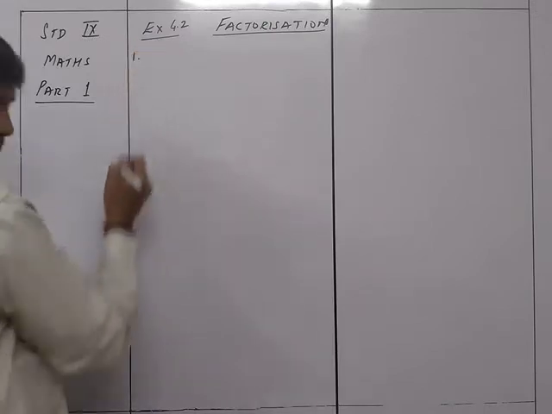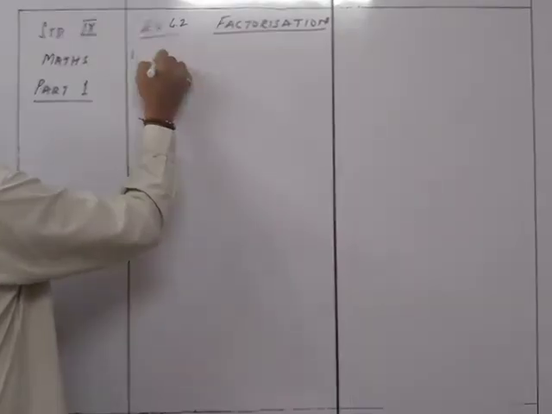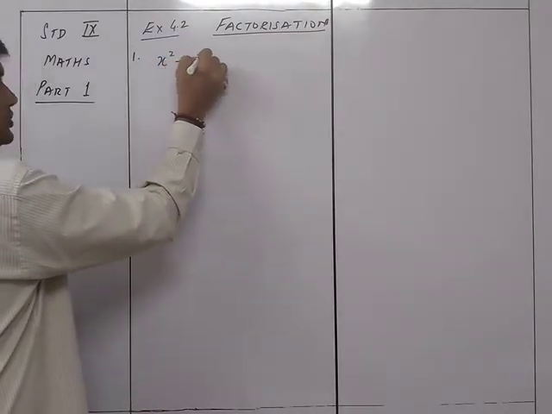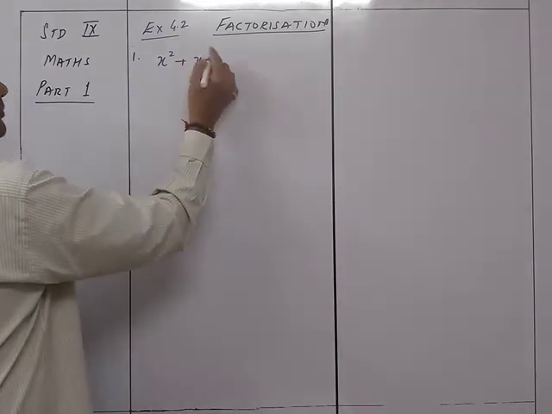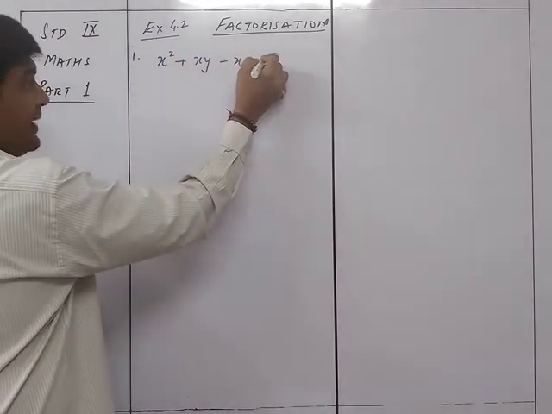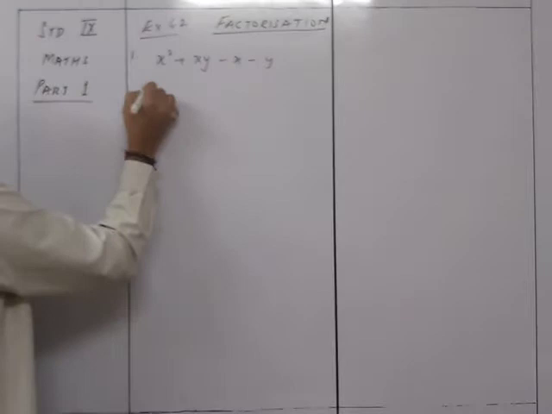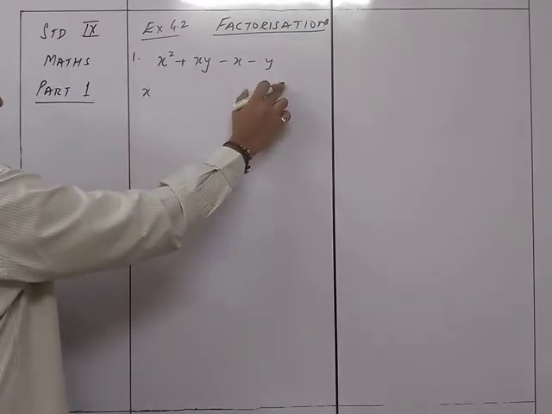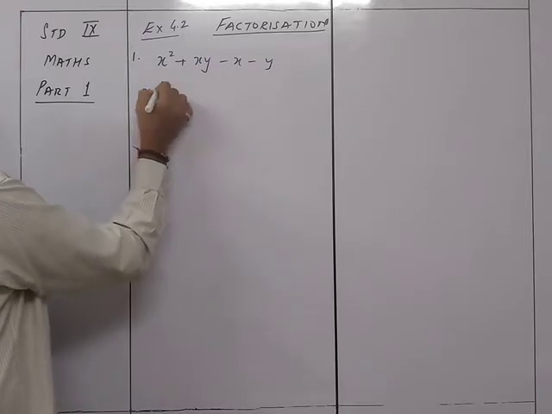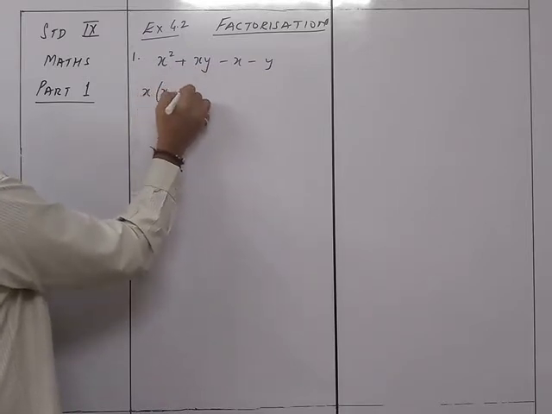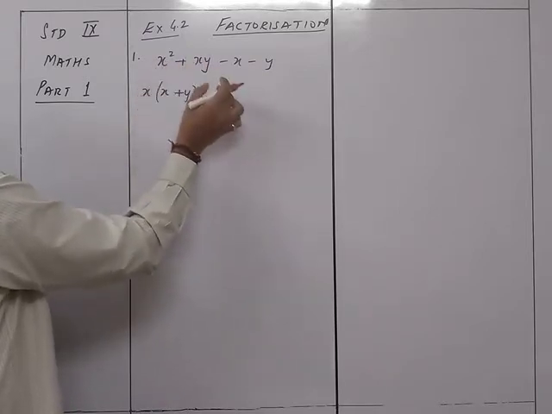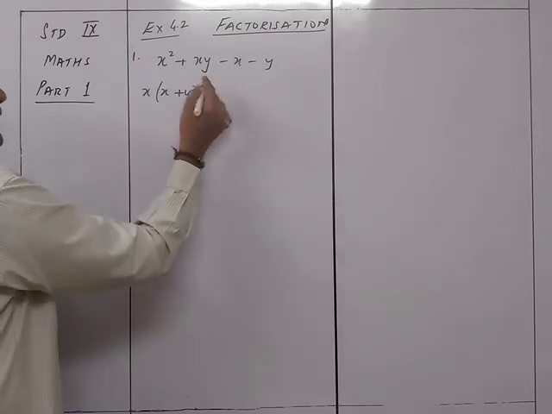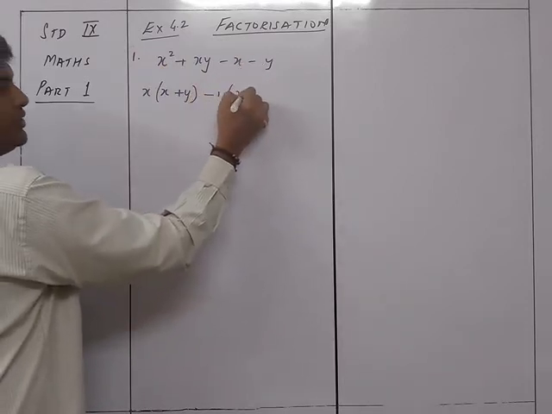4.2, question number 1. It is x square plus xy minus x minus y. If you take it out, between these two there is nothing common in all of them. But in these two, x is common. So if I take x common, it will be x plus y, which is remaining inside. Between these two, I can take out minus 1 common, so you'll get x plus y over here.